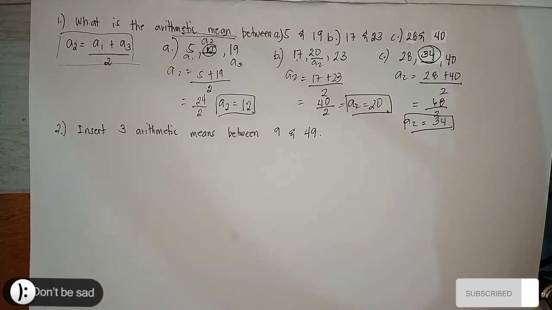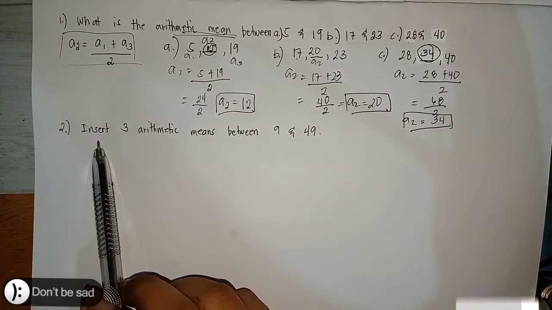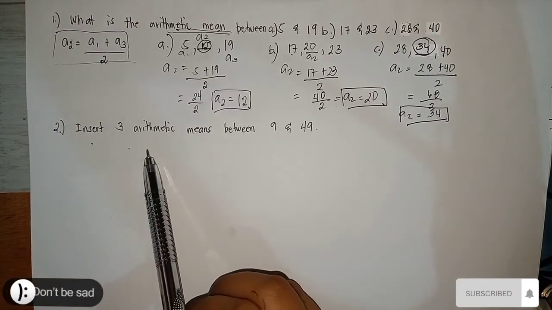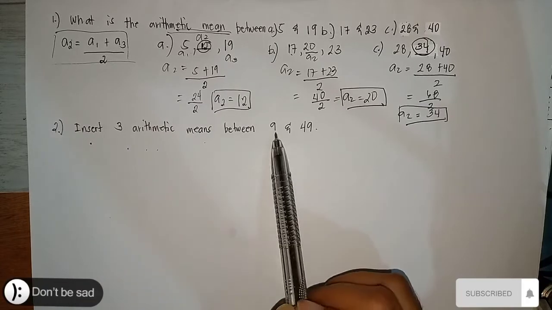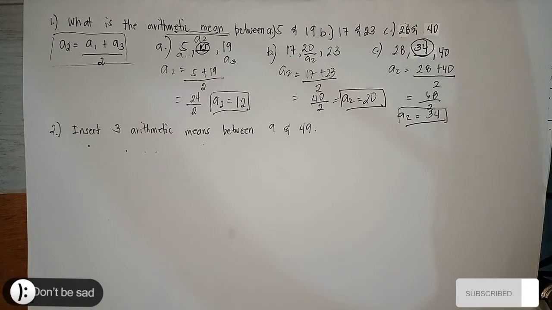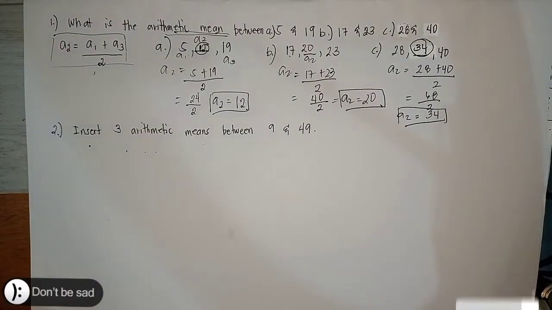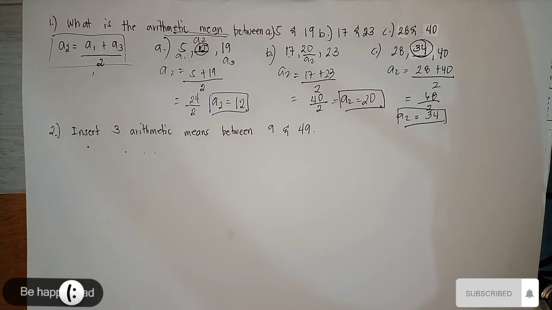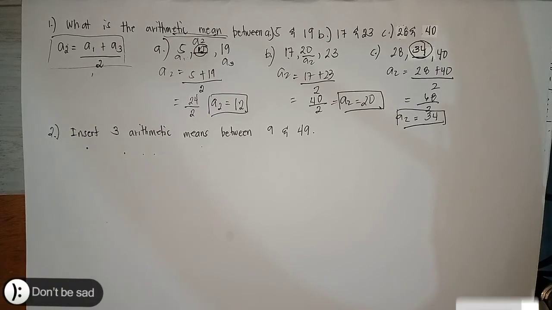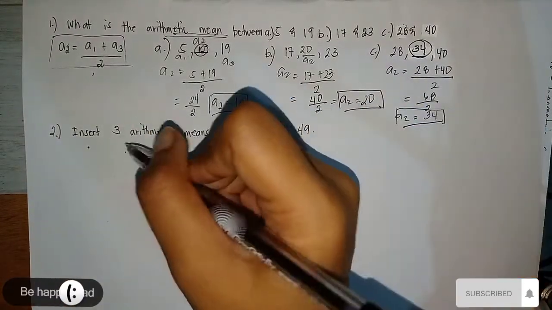So, for our example number 2, we have insert. Ito na yung sinasabi nating arithmetic means. Insert 3 arithmetic means between 9 and 49. Okay, so sabi dito, tatlo daw yung hahanapin natin. So, meaning to say, hindi na valid itong formula na to dito sa ganitong klase ang tanong. Right? So, dito gagamit na tayo ng binigay kong formula kanina, which is pwede natin gamitin si arithmetic sequence formula or the common difference formula. Enable for us to find the common difference or D.